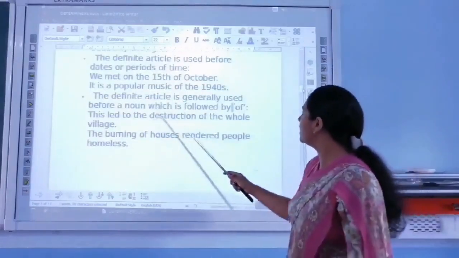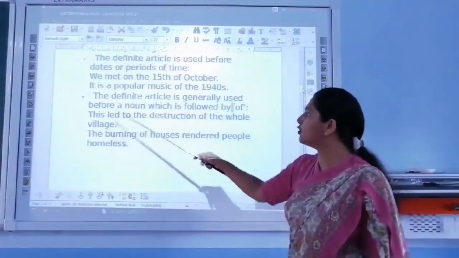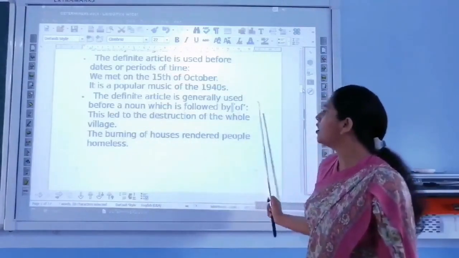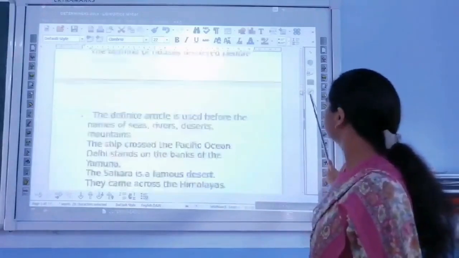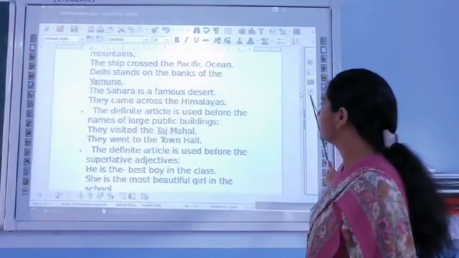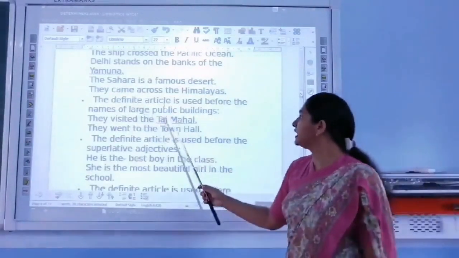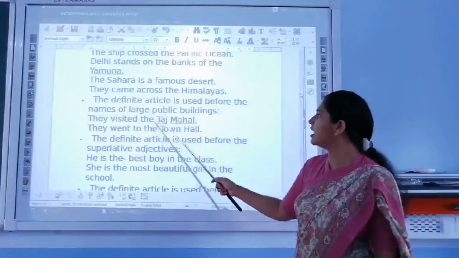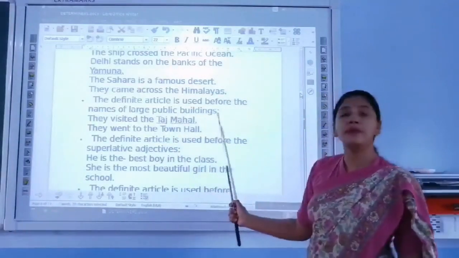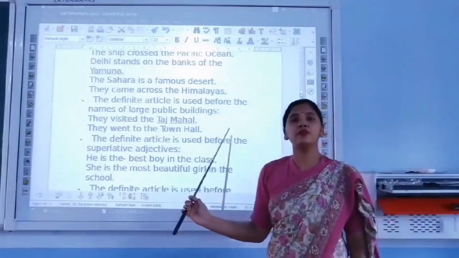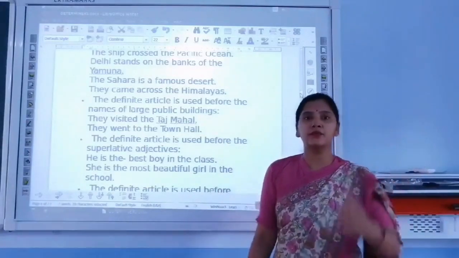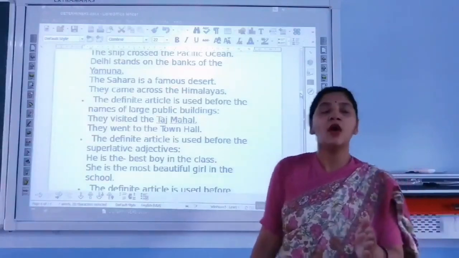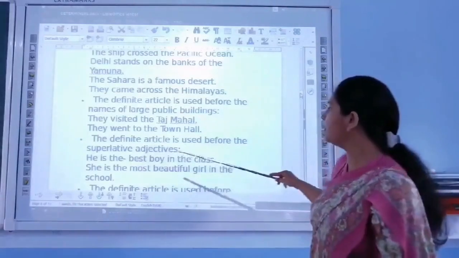The definite article is generally used before a noun which is followed by of. The definite article is used before the names of the large public buildings. That means for the public buildings, we have to use the, like the Taj Mahal, like the city mall. That means the specific building of the city where the people used to go.